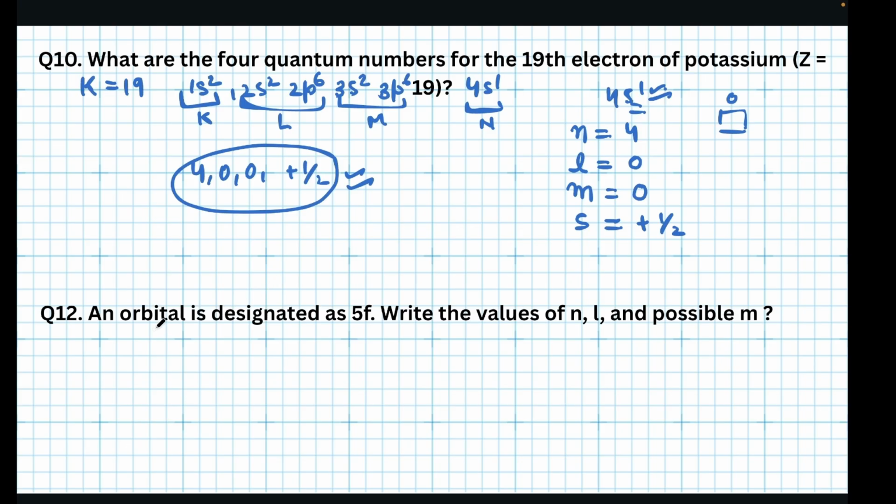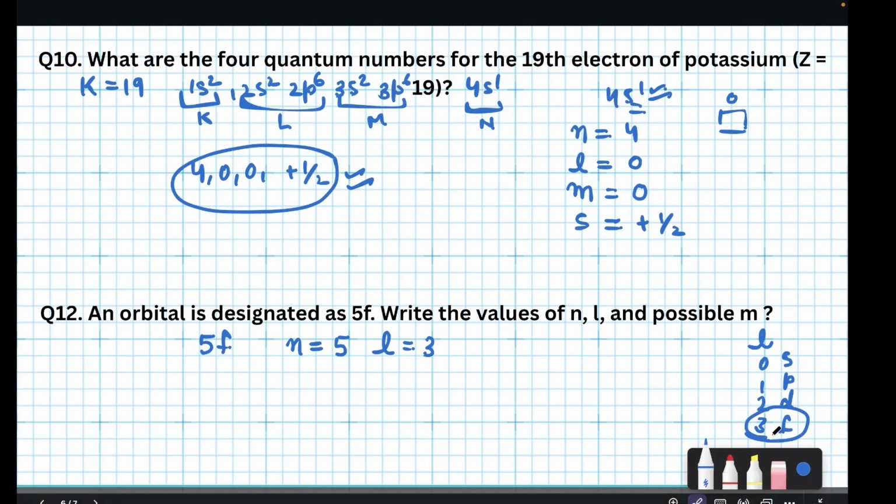Next question. So the last question of this session is, an orbital is designated as 5f. Write the values of n, l and possible m. So for the 5f orbital, the principal quantum number is 5, azimuthal quantum number will be 3, because as we know, the values of L 0, 1, 2, 3 correspond to S subshell, P subshell, D and F.